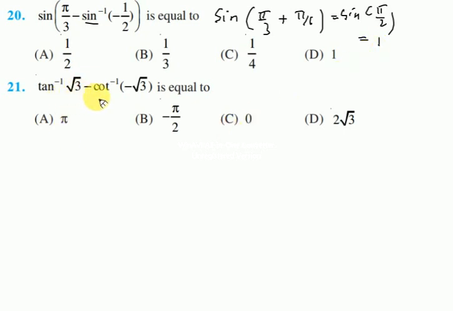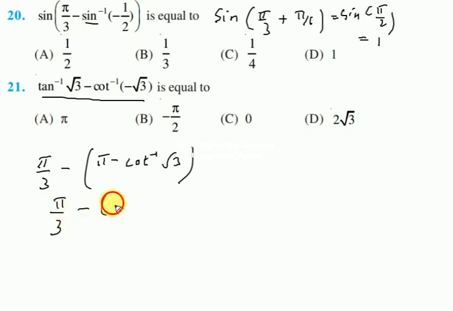Similarly, you have tan inverse of root 3 minus cot inverse of minus root 3. This is also one of the important problems. So tan inverse of root 3 will be pi by 3, minus, here cot inverse of minus theta is pi minus cot inverse of theta. So cot inverse of root 3, therefore it is pi by 3 minus (pi minus cot inverse of root 3), which will be equal to pi by 6. Therefore it will be pi by 3 plus pi by 6 minus pi. Therefore the answer will be minus pi by 2.